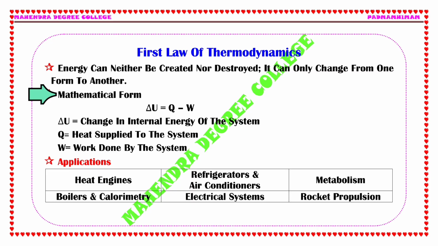If heat is given to the system, energy increases. If heat is taken away, energy decreases. W means work done by the system. If the system does work on the surroundings, like expansion, the energy of the system decreases. If work is done on the system, energy increases.